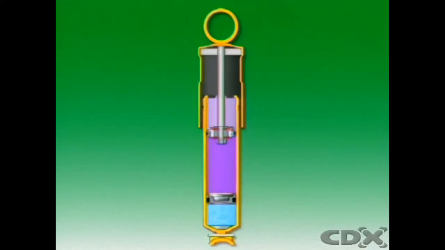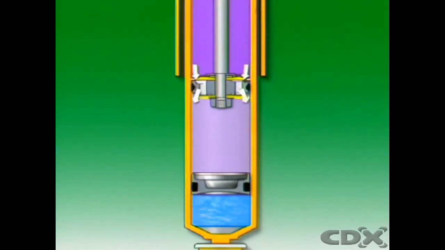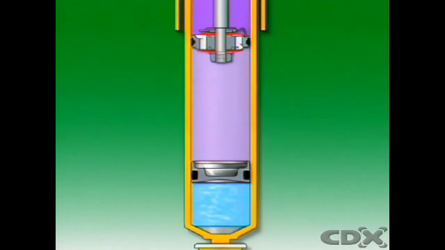In this monotube design, fluid fills the chambers above and below the piston. As the piston moves in the cylinder, valves control the movement of oil from one chamber to the other. Pressure on the oil is provided by nitrogen gas at the base of the cylinder, acting on a free-floating separation piston which separates the gas from the oil.